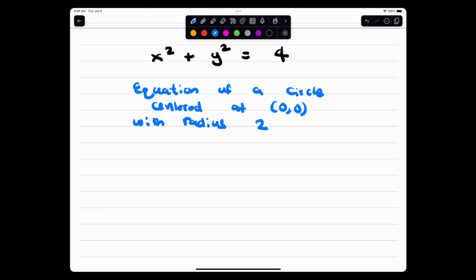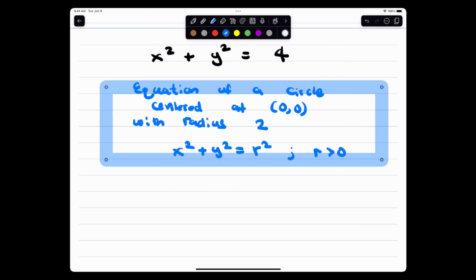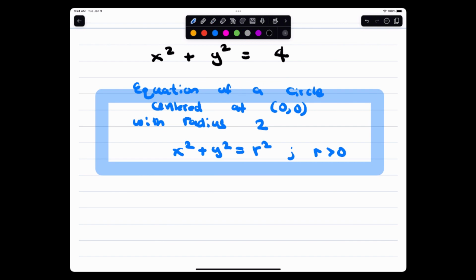You might say, is it really? Yeah, because the equation of a circle centered at the origin is of this form here, r squared, where that r value is positive. In this example, this is r squared here. So r squared is 4, which means r is plus or minus 2, while your radius is actually what? 2. So this is kind of the general form for that equation, right?